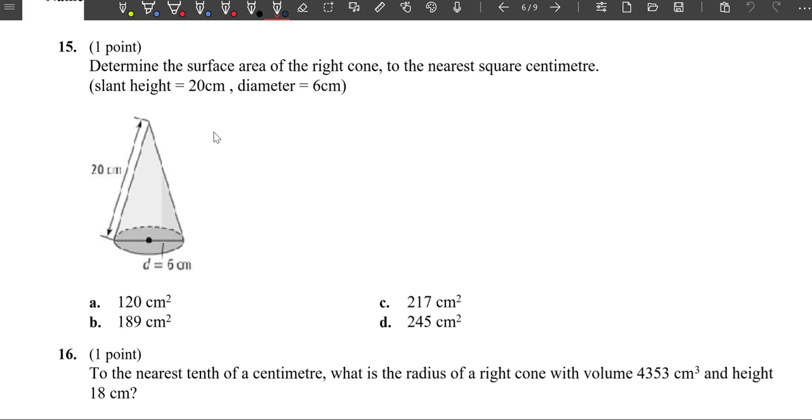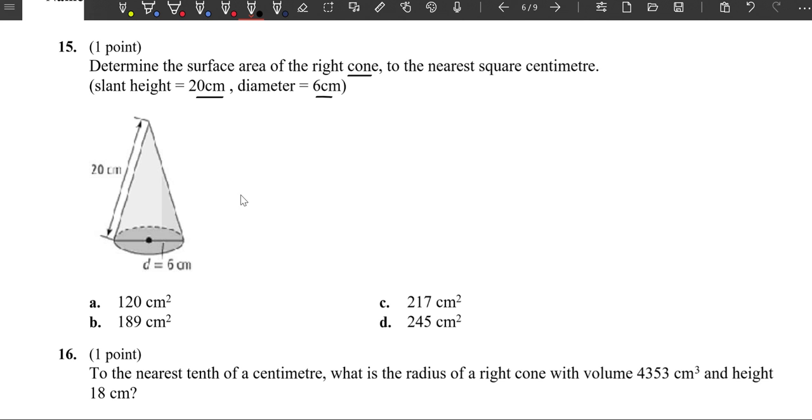Okay, we're on page 4 of Unit 2 assignment. So this is asking determine the surface area of the right cone, which is the only kind of cone we're dealing with, so just cone, to the nearest square centimeter. They give us the slant height 20 centimeters and the diameter 6 centimeters, which are these same numbers here. So we want to find the surface area of the cone.